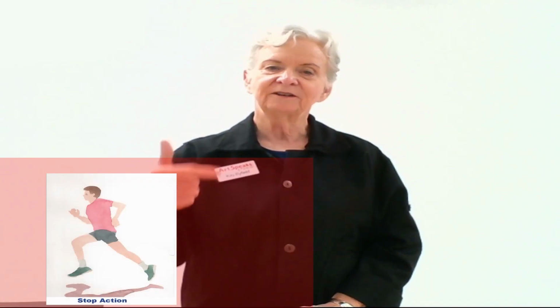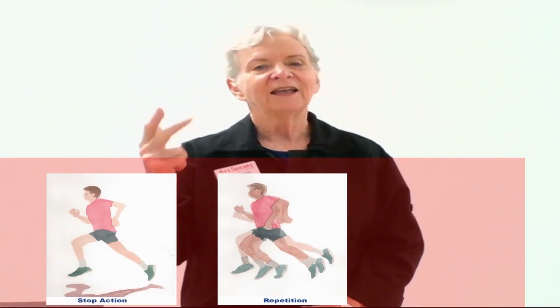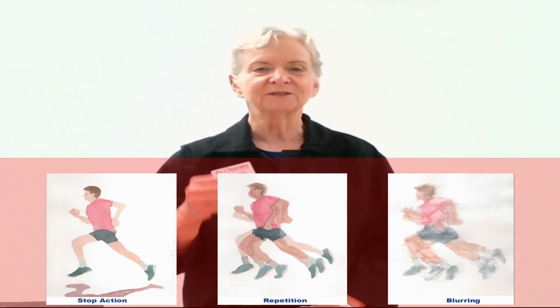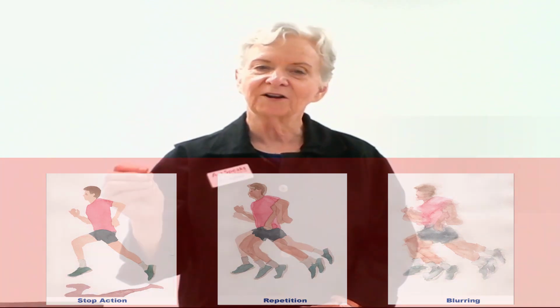There are three basic ways to show movement in a still picture: stop action, repetition, and blurring. Now I'm going to show you some examples of each in watercolor painting.